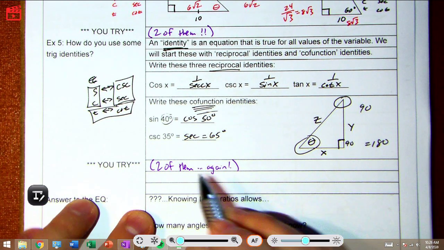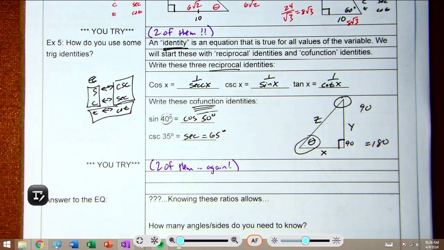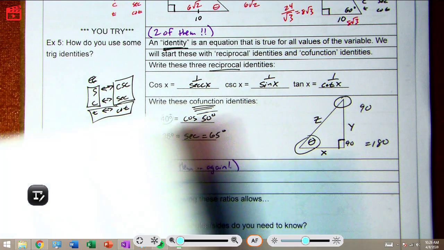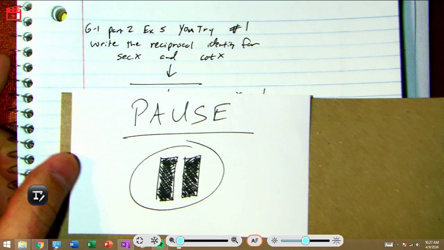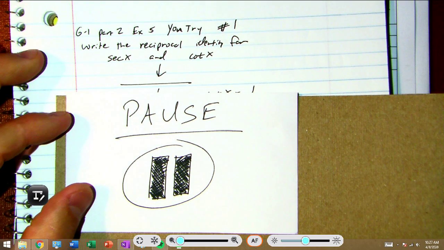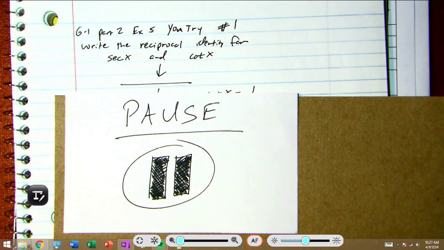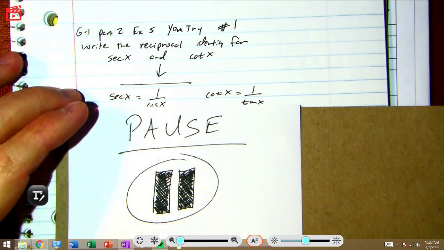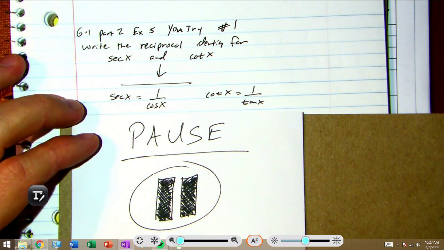Okay, here's two of the U tries. Okay, first we'll go with reciprocal identities. Why don't you guys try to write down the reciprocal identities for those three? Go ahead, or those two. Go ahead and pause it. Okay, you should have found those identities right there.